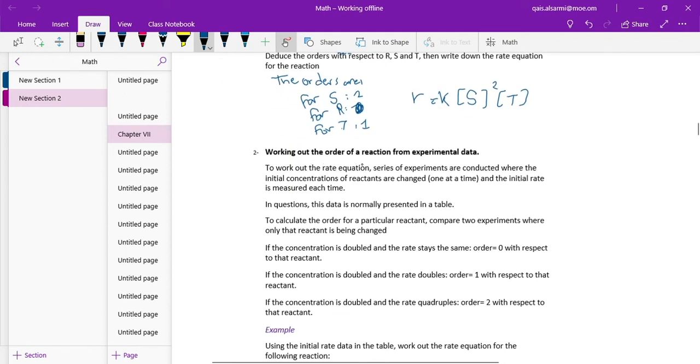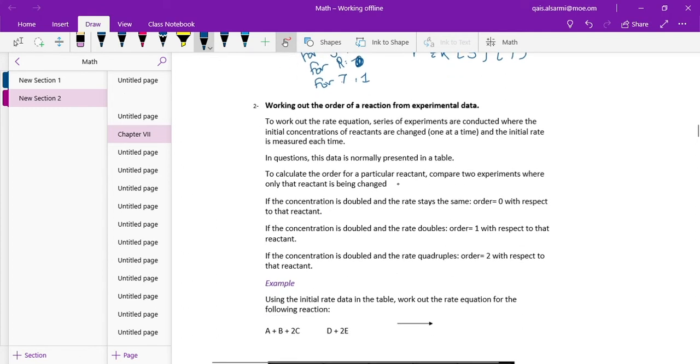Now, how to work out the order of the reaction from experimental data. To work out the rate equation, a series of experiments are conducted where the initial concentrations of reactants are changed one at a time. You can't know the effect of a certain concentration if you change two concentrations at the same time. You have to change one reactant at a time. In questions, this data is normally presented in a table. To calculate the order for a particular reactant, two experiments are chosen.